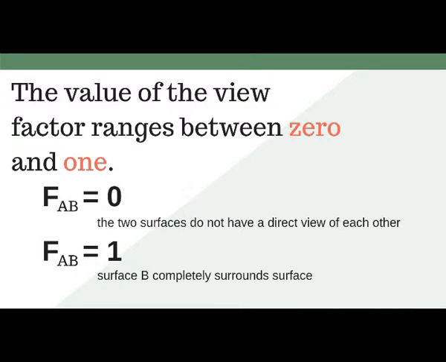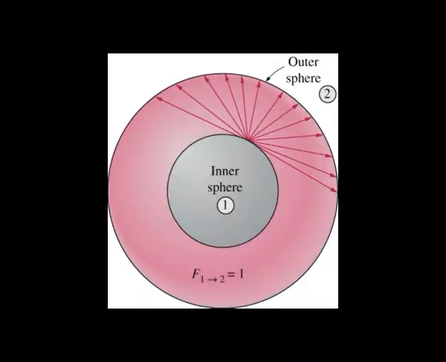For example, there are two spheres, an inner sphere and an outer sphere. The inner sphere we mark as 1 and the outer sphere as 2. The formula is F12. Since the radiation leaving the surface of the smaller sphere will be intercepted by the larger sphere, the view factor F12 is equal to 1.